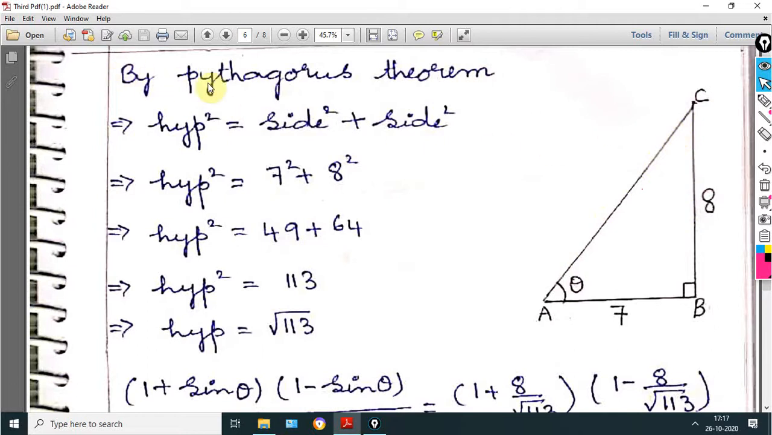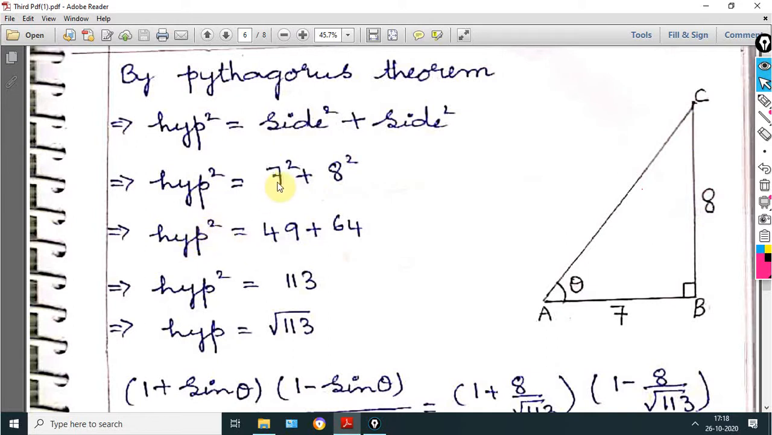So by using the Pythagoras theorem we will find it. What is the Pythagoras theorem? Hypotenuse square equal to side square plus side square. We don't know the hypotenuse, so we are writing hypotenuse square equal to one side 7 square, plus, and another side 8, so 8 square.